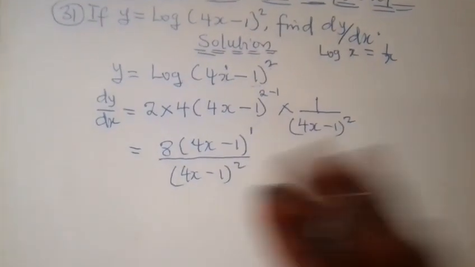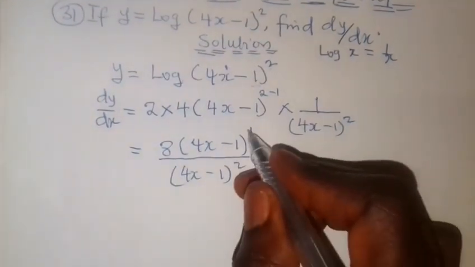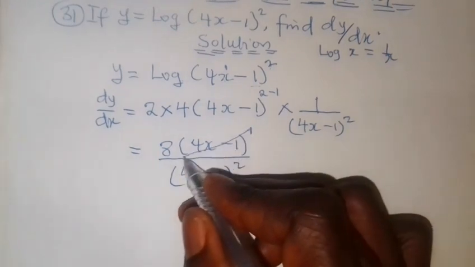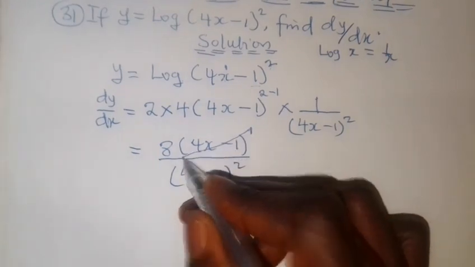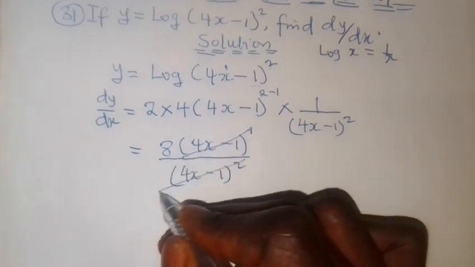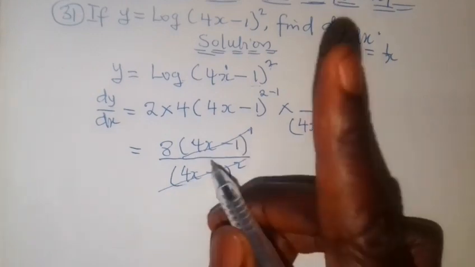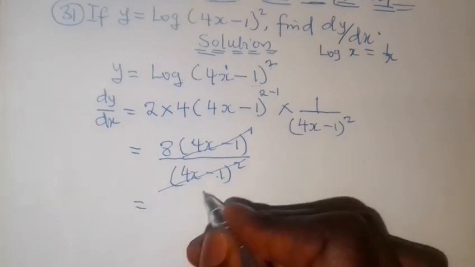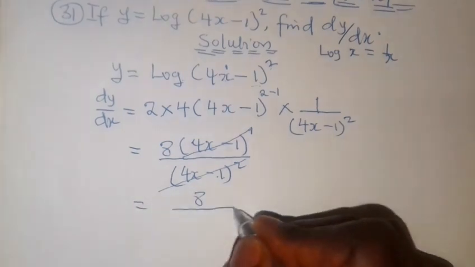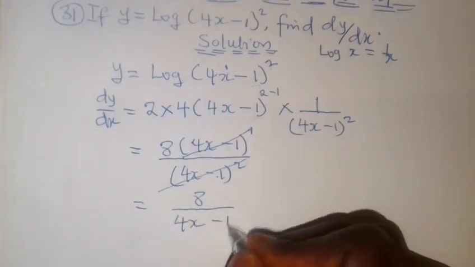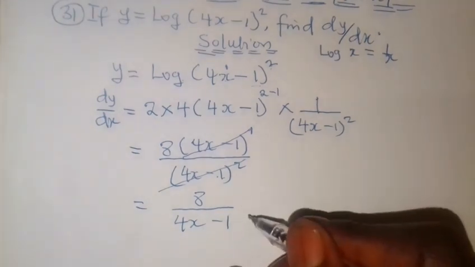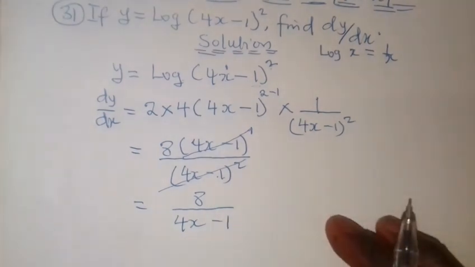Okay, now at this point we can see here that at the top we're having 4x minus 1. It will cancel itself with one of the two factors of 4x minus 1 at the bottom. So when we cancel 1, we are going to be left with 1 of the 4x minus 1. So finally we have 8 all upon 4x minus 1 as the final answer. And this is the answer to this particular problem.